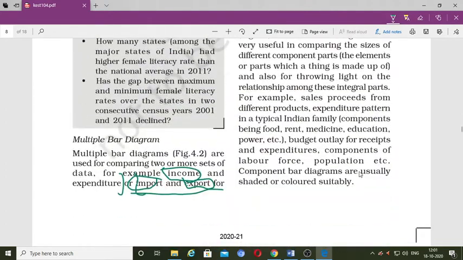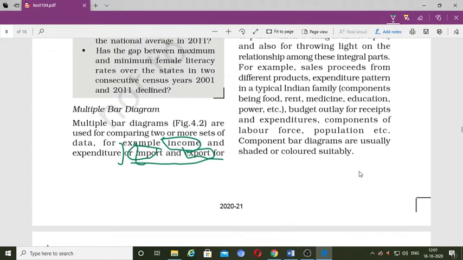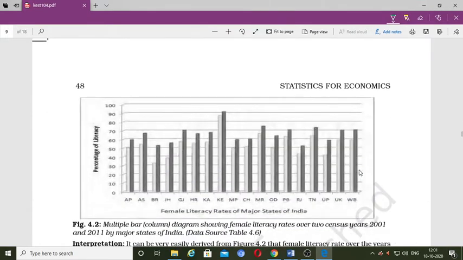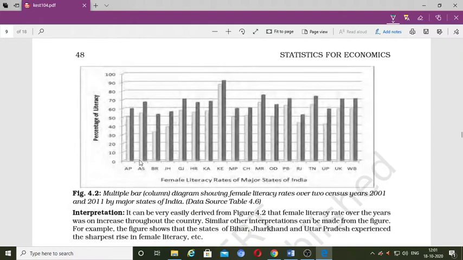You can also see the figure of a multiple bar diagram, Figure 4.2. Here we have shown the female literacy rates of major states of India, as a percentage of literacy. It is a multiple bar diagram showing female literacy rates over the two census years 2001 and 2011. For example, this bar is of 2001 and this is of 2011. It is shown individually for different states.